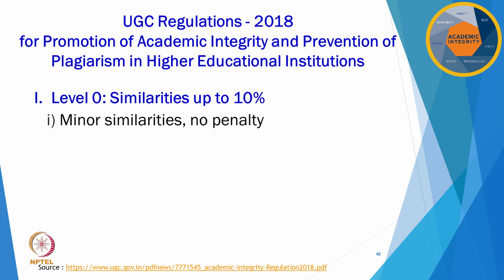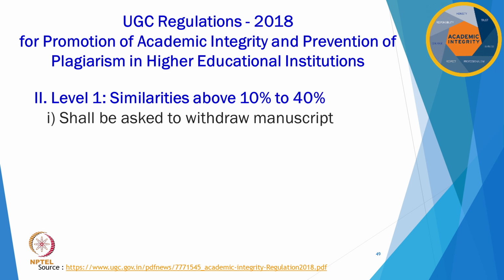So plagiarism level 0, that is similarities up to 10%, attracts no penalty. When we talk about level 1 plagiarism, when the similarities are between 10% to 40%, the students would be asked to resubmit the revised script of their thesis within a stipulated time, not exceeding 6 months. If the document is an academic or research publication, the author would be asked to withdraw the manuscript. So this is how level 1 plagiarism is defined in this regulation 2018.